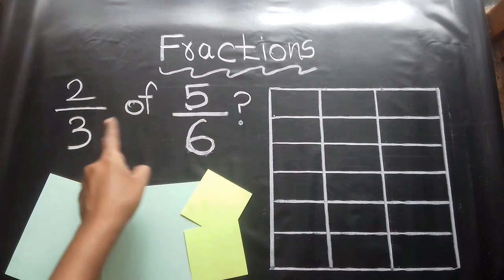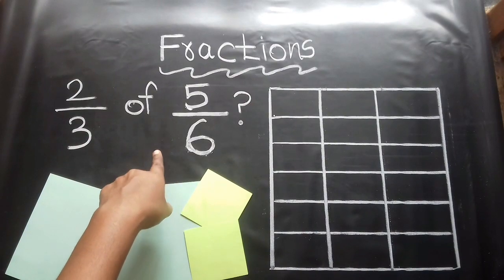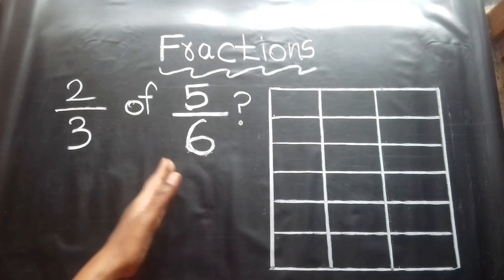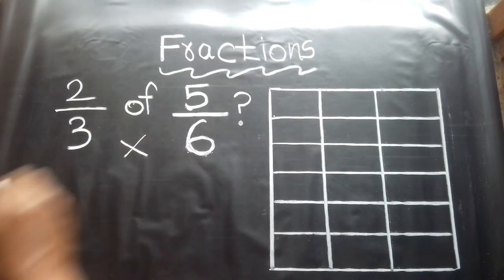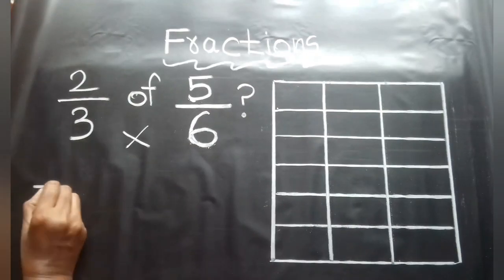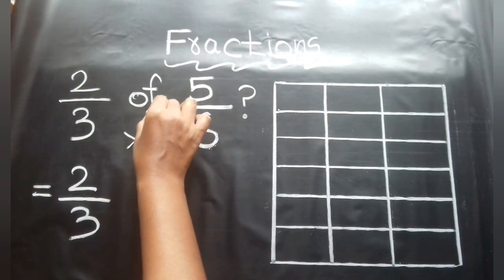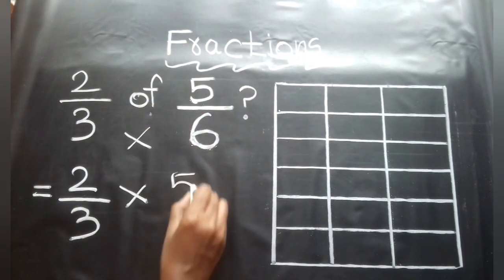What is 2 by 3 of 5 by 6? We are going to answer this question through an activity. Before moving on to the activity, let's verify the answer manually by changing "of" into a multiplication sign. Equals 2 by 3. In place of "of", we need to replace the multiplication sign, then 5 by 6.